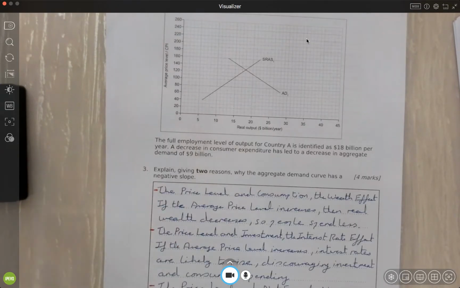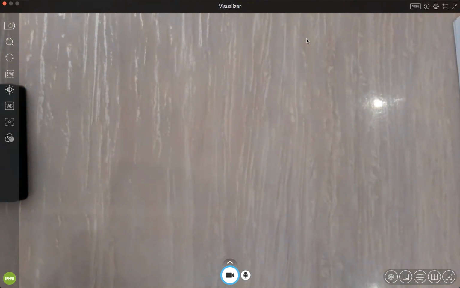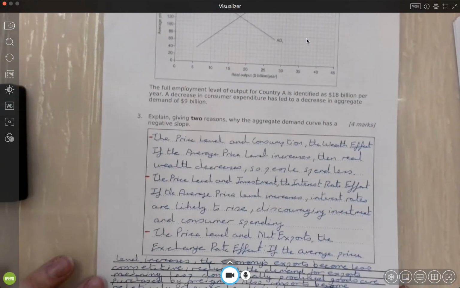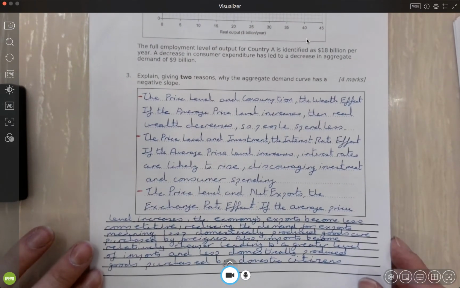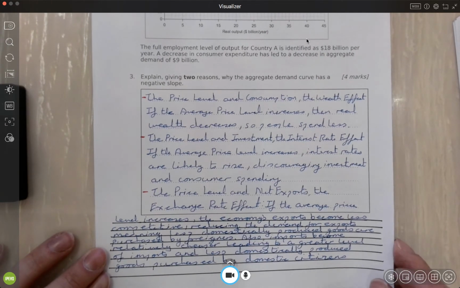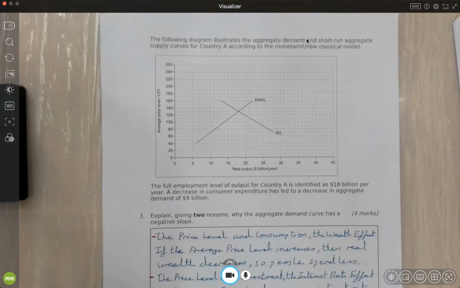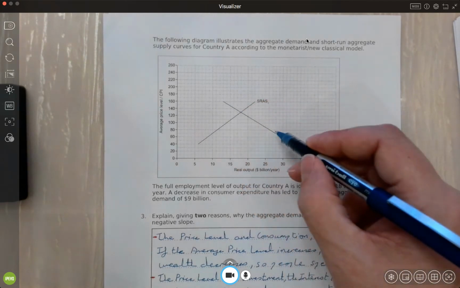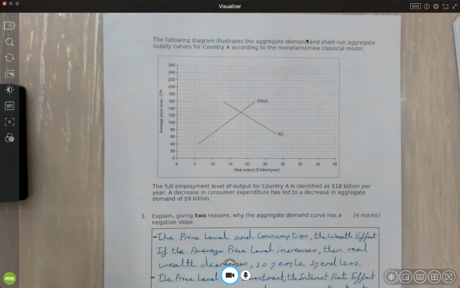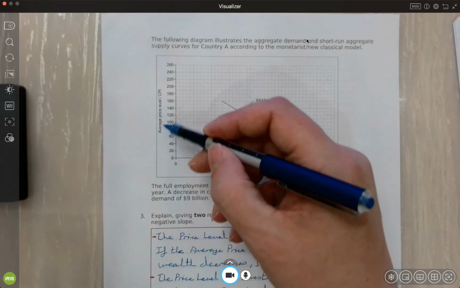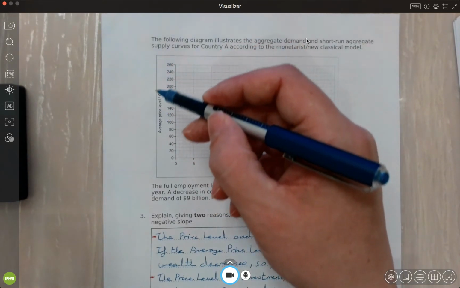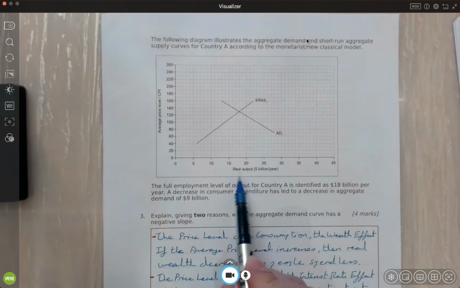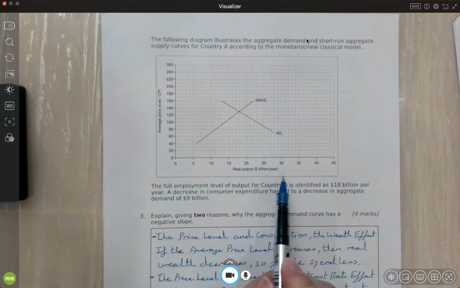Right, now moving on. Fantastic stuff we're doing here. Now the next thing is, you must forgive my writing and stuff like that. So I suppose the first thing here is we're just given a graph, and we can see that the aggregate demand curve is downward sloping. So this is the average price level as measured by the CPI or the GDP deflator. And this here is real output, real GDP.